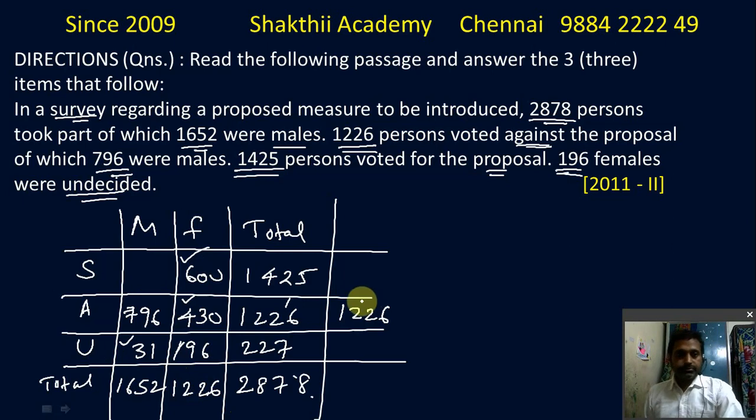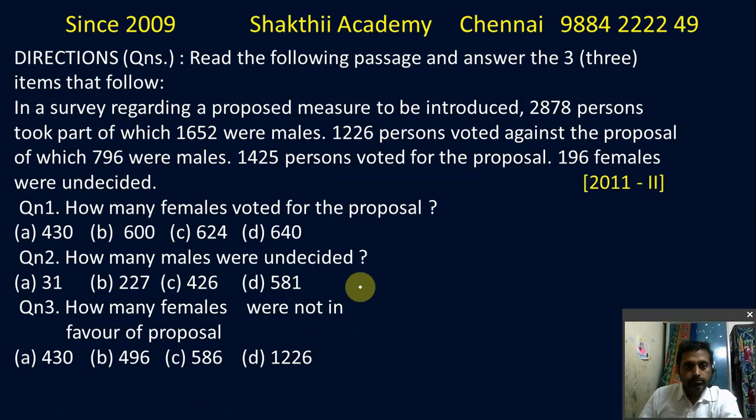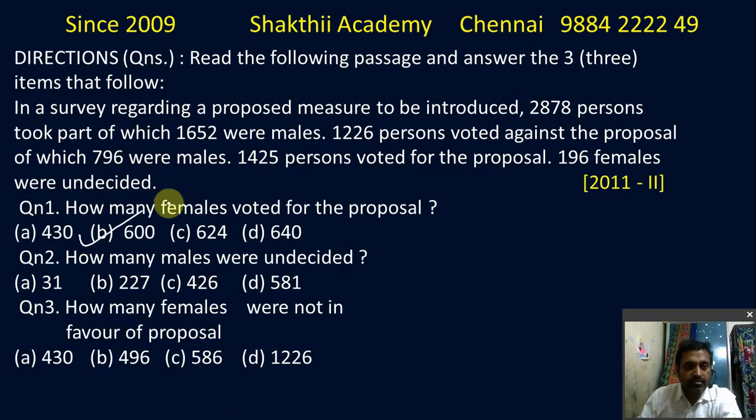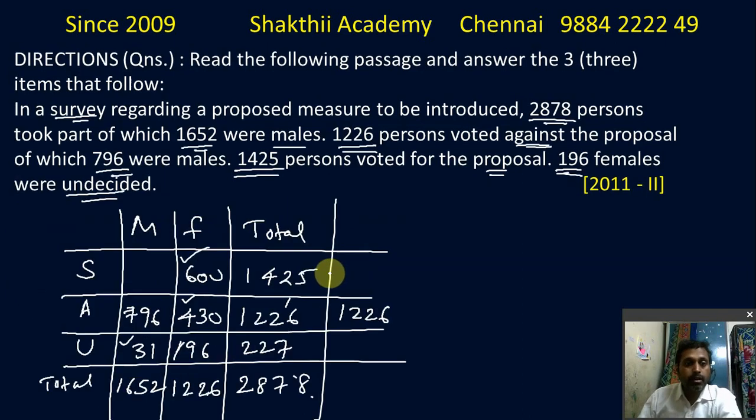Now we will answer each and every question. How many females voted for the proposal? How many females supporting the proposal? 600. This part is 600 supporting. So the answer is 600. How many males were undecided? People who have not decided anything. How many males they are asking? So in the male category, undecided is 31.